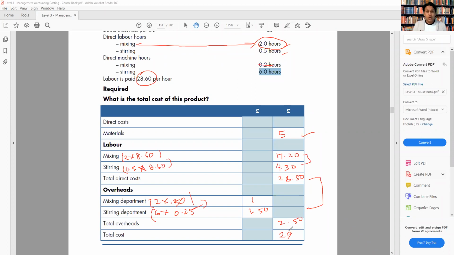So the only trick here is the overhead absorption rate, OAR. Remember that the question said very clearly the overhead will be absorbed for the mixing department based on labor hour and for the string department based on machine hour. So follow that.